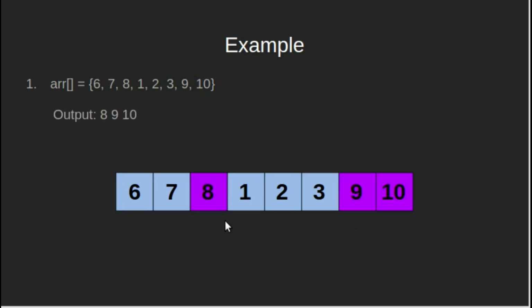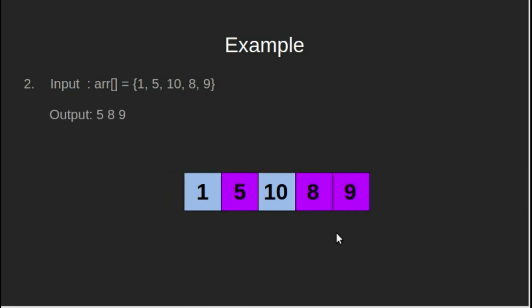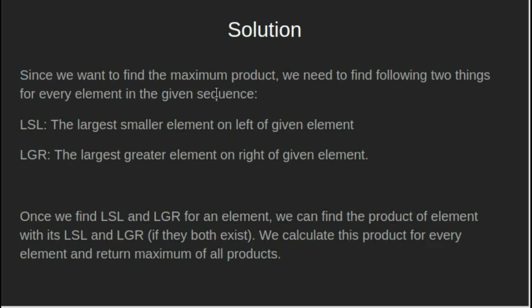This is another example. Our output should be 5, 8 and 9 in this case because it has maximum product and it is an increasing subsequence. Since we want to find the maximum product, we need to find the following two things for every element in the given sequence. LSL, that is the largest smaller element on left of given element. LGR, that is the largest greater element on right of given element.